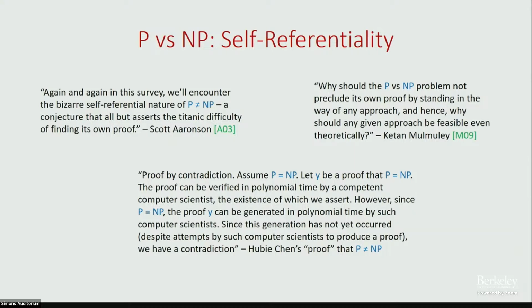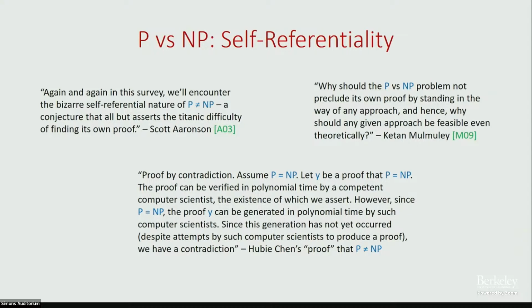But that's just a single statement. The P not equal to NP statement is a fixed statement. And he wonders whether somehow the hardness of P not equal to NP is related to what the statement is saying. And then there's a quote by Ketan Mulmuley, who developed this geometric complexity theory approach to lower bounds based on algebraic geometry and geometric representation theory. He asked, why should the P versus NP problem not preclude its own proof by standing in the way of any approach?